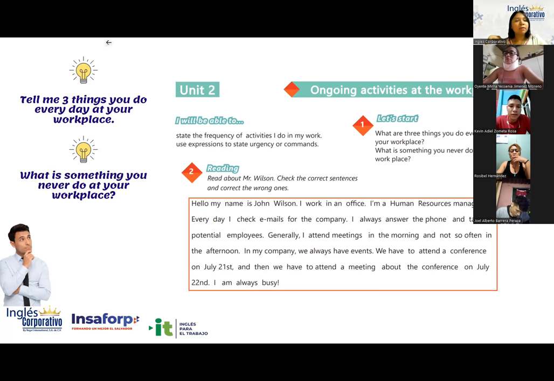I file the document. I print. No, very good. Partir archivo, file. Archivar. Oh, I organized. Organized. Yeah. You organize documents. I organize documents. Excellent. Very good.